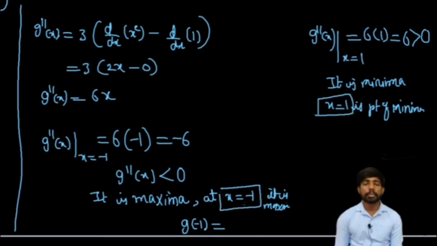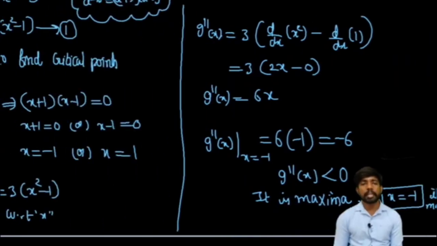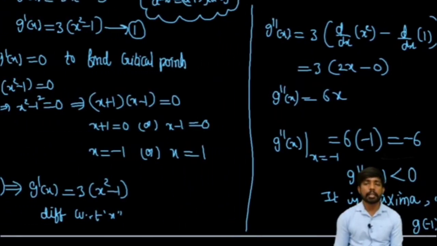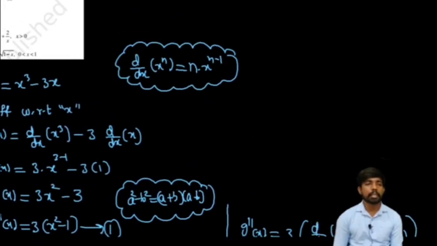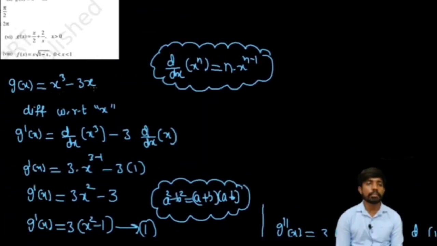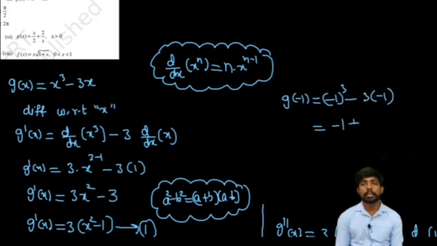For the maximum value, substitute minus 1 in the function g of x, and you will get the maximum value. So here g of x is equal to x cube minus 3x. If I substitute x is equal to minus 1, then x cube is minus 1 whole cube, minus 3 into minus 1. Minus 1 cube is always minus 1, and minus into minus is plus, so plus 3. Therefore this is 2. 2 is the maximum value.